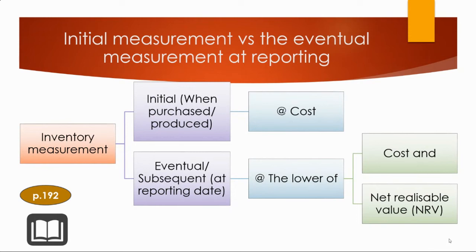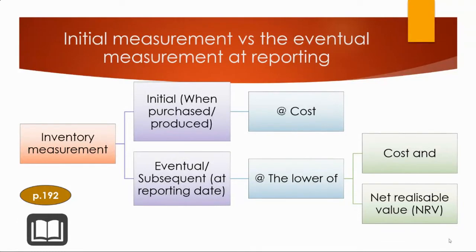Now, if that is lower than the cost, then we actually record it at that. So we write it down to what the market value is, because some products would fluctuate in value. If your market value is more than your cost, then you leave it at the cost amount in our accounting records. Okay, now why do you think we do this at year end, that we write the stock amount in our accounting records and our financials to the lower of these two amounts?